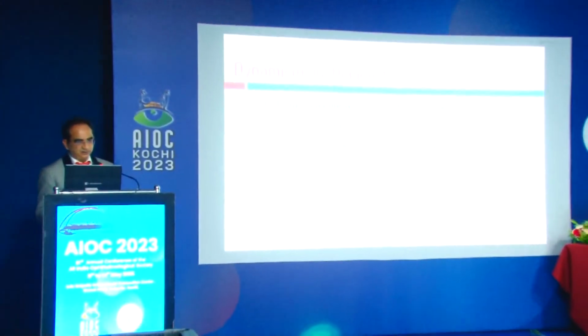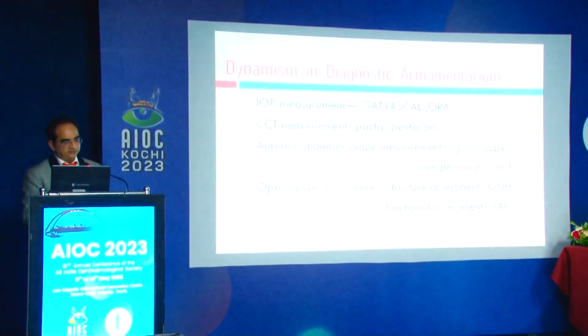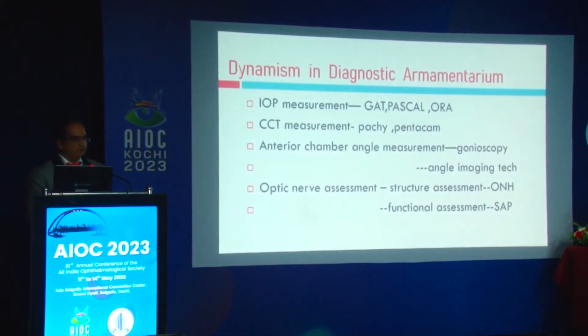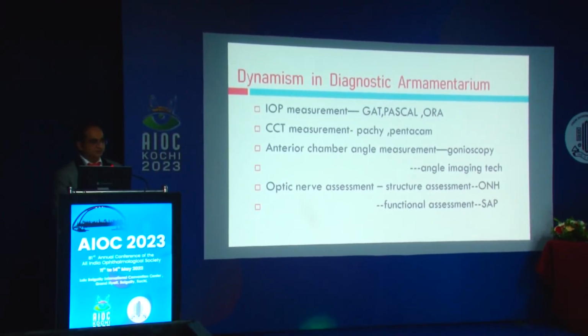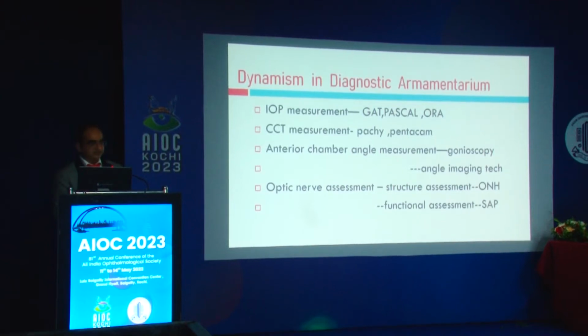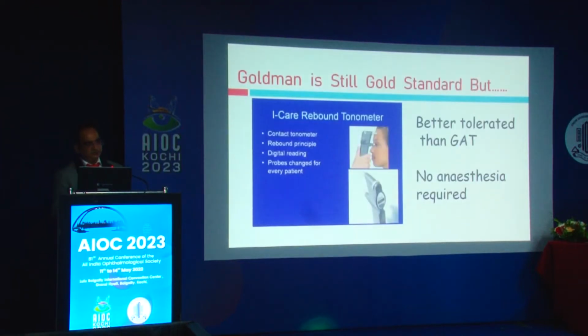Nowadays in glaucoma we have too many choices. With all these techniques we are sometimes confused about what to do. So let us take them one by one. There is a lot of dynamism in the diagnostic armamentarium, starting from IOP measurement to CCT measurement, anterior chamber angle measurement, and optic nerve assessment. One by one we will take them, and first, IOP measurement.